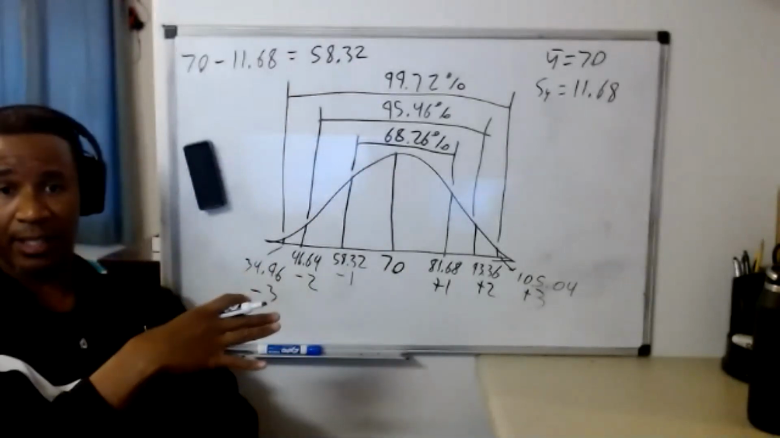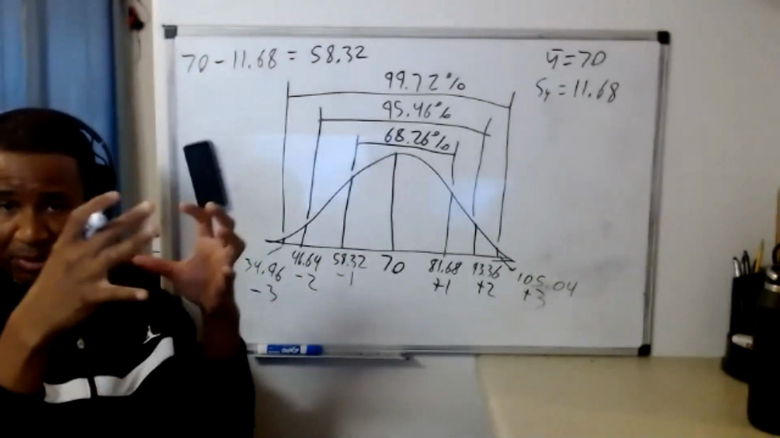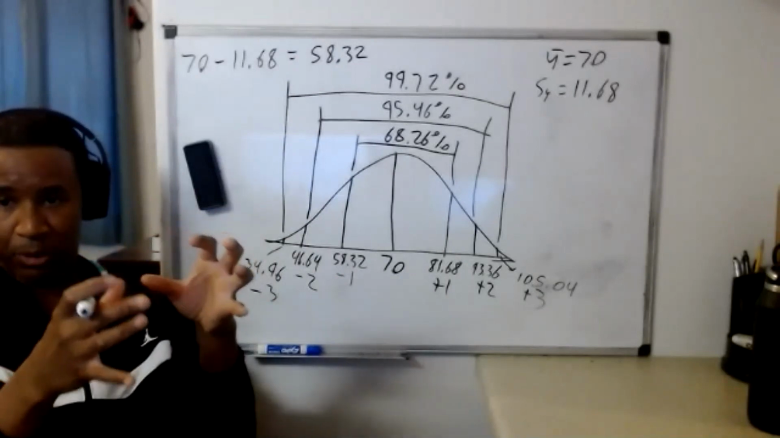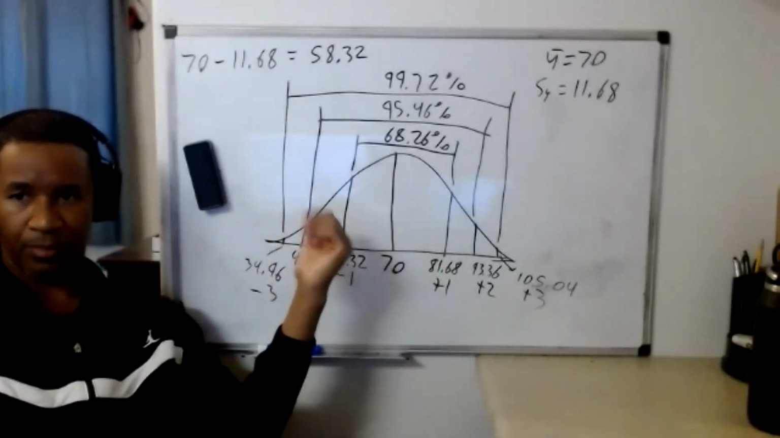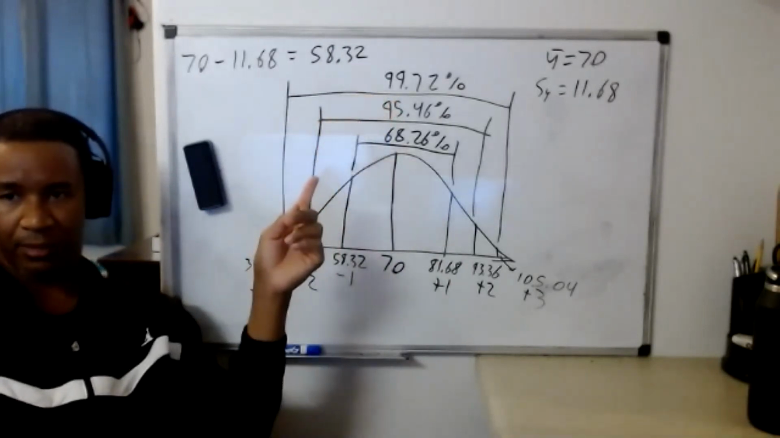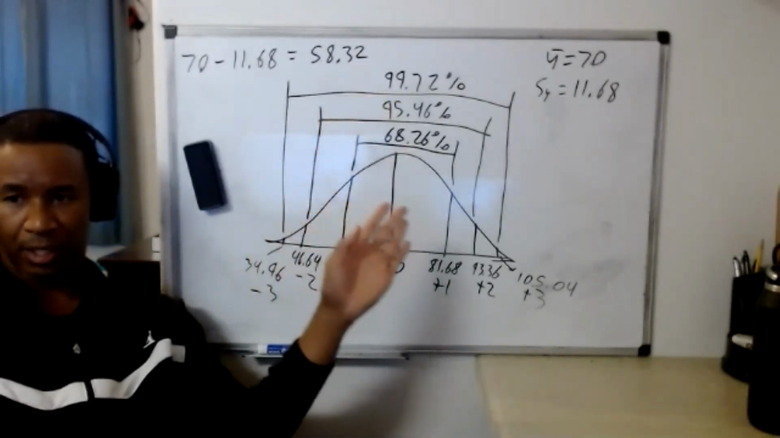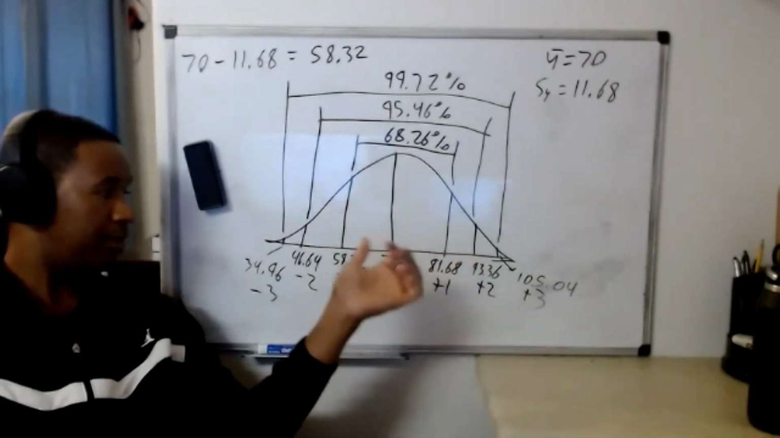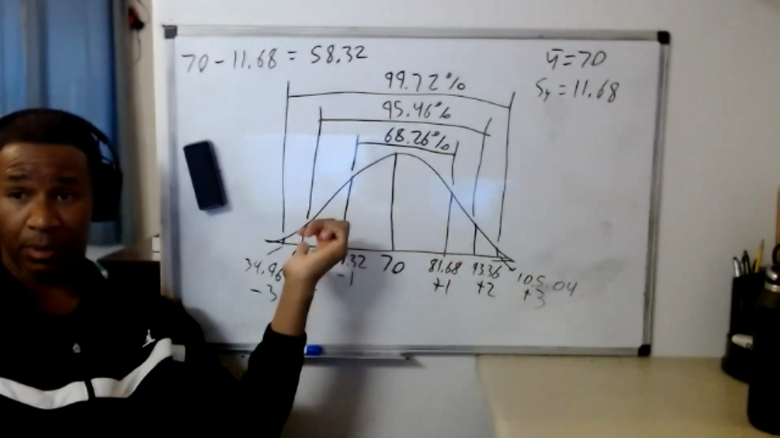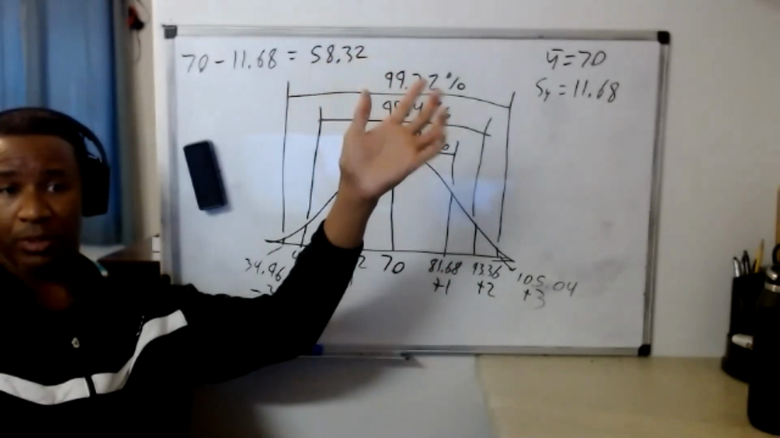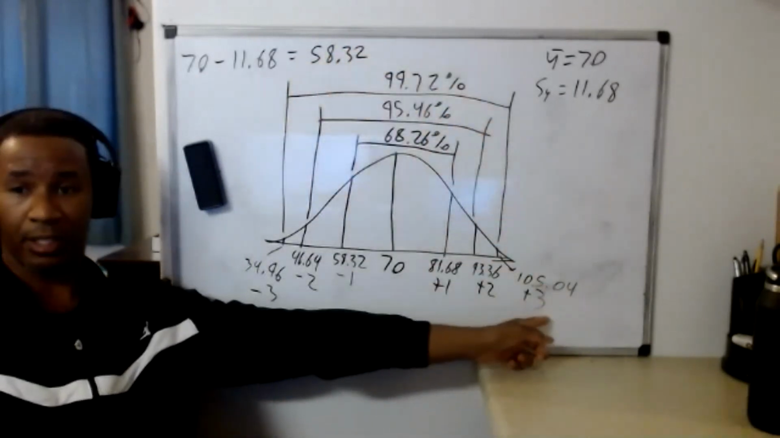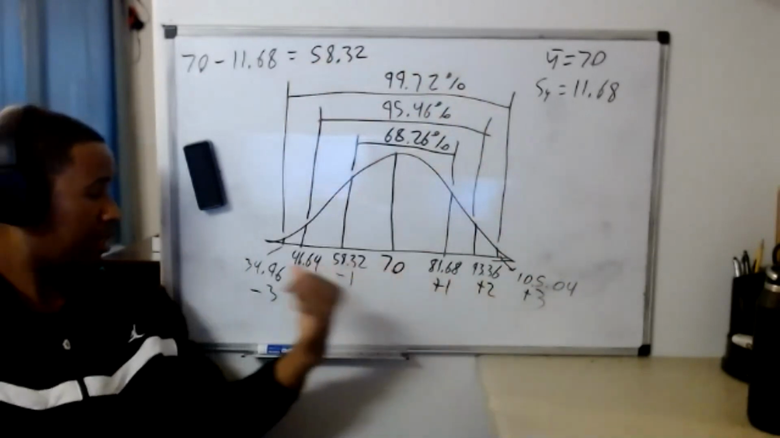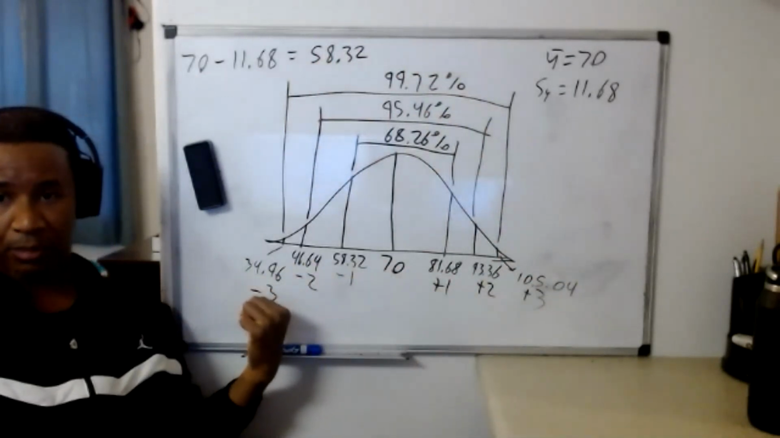But it's important to understand that, again, we know that 68.26% of all the cases in the distribution are going to fall within 1 standard deviation above, 1 standard deviation below. 95.46% of all the cases in the distribution are going to fall within 2 standard deviations above, 2 standard deviations below. And 99.72% of all the cases in the normal distribution are going to fall within 3 standard deviations above the mean and 3 standard deviations below the mean.